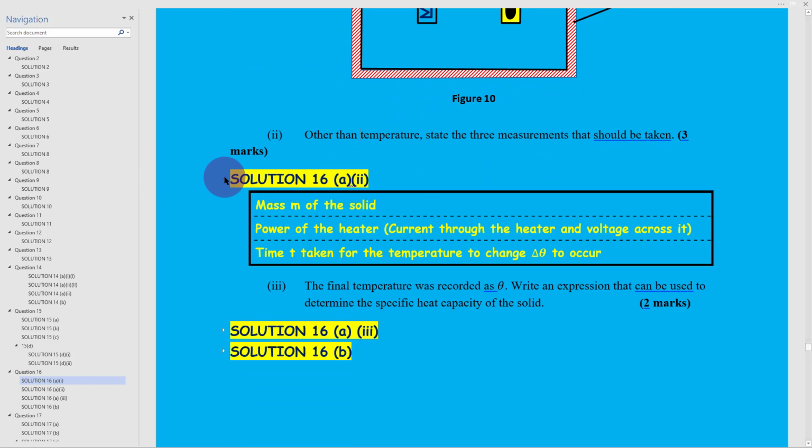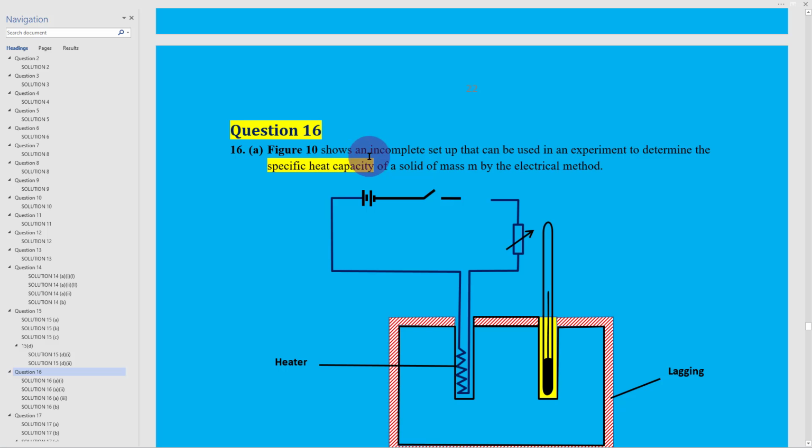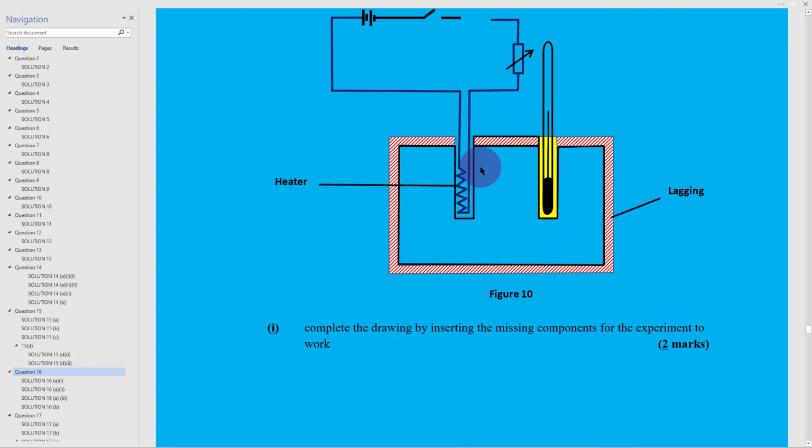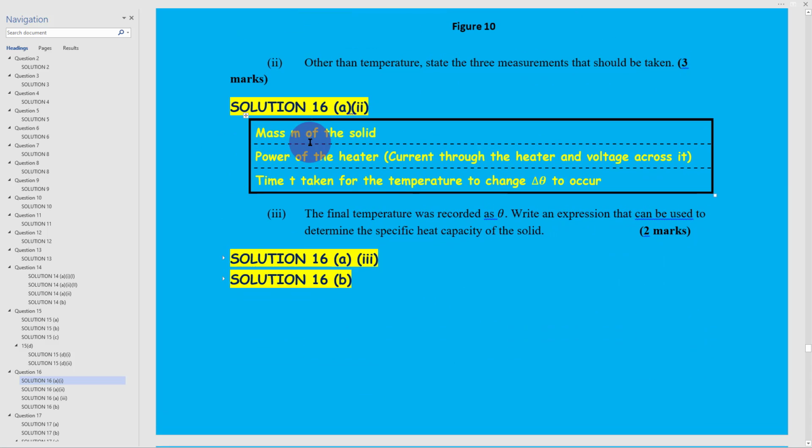So let's look at it closely, and we find that we need to measure, oh, I forgot about the mass of the block, because how else would we be able to determine the specific heat capacity if we don't know the mass of the block? Unless maybe it was not mentioned in the question. Yes, it was stated as a solid of mass m. Maybe this statement may mean that the mass of the block was given. However, that statement is not very clear. That is why measurement of the mass of the block is important.